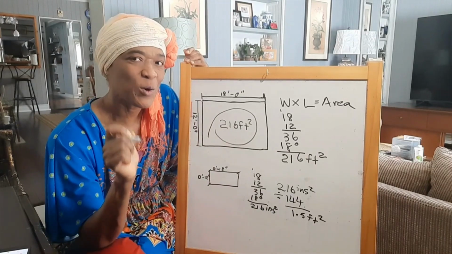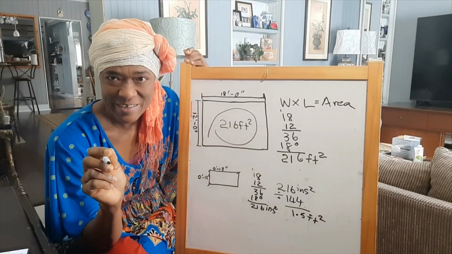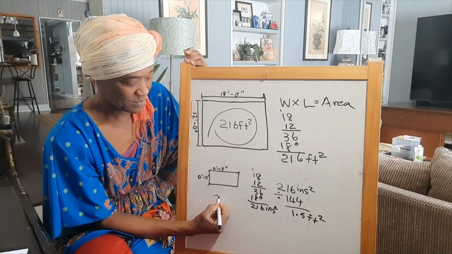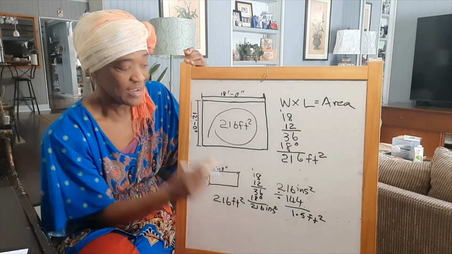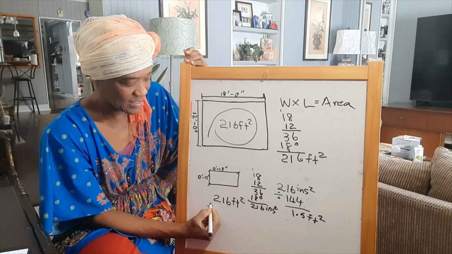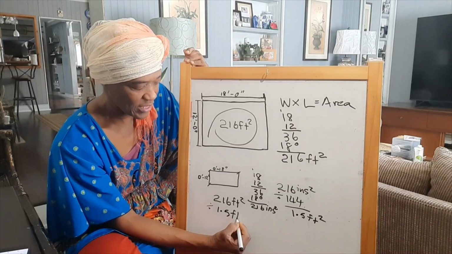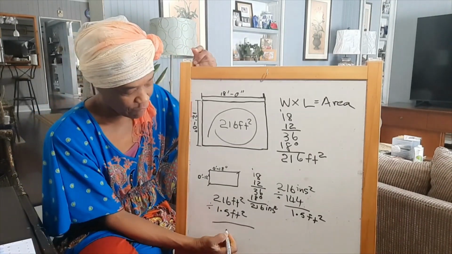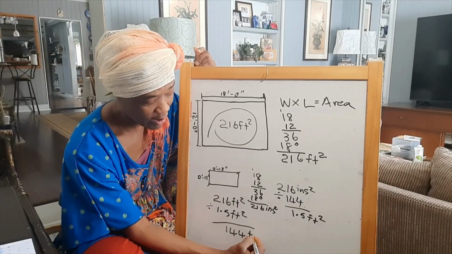We can go ahead and divide. So we'll take 216 feet square, divided by the tile, which is 1.5 feet squared, and that's 144 tiles.